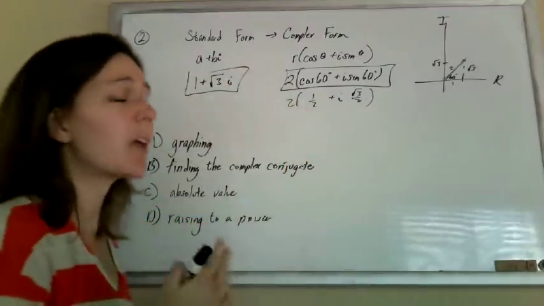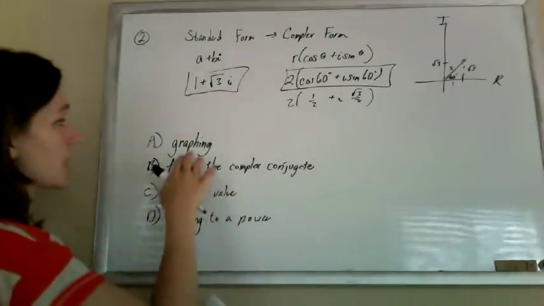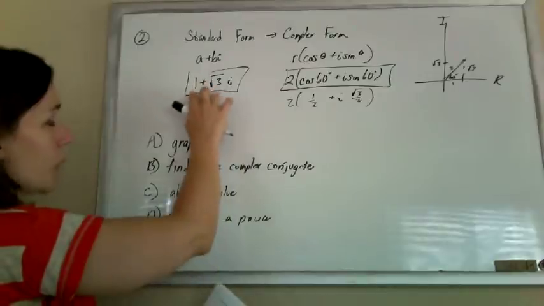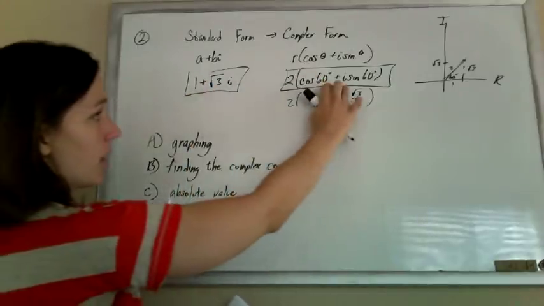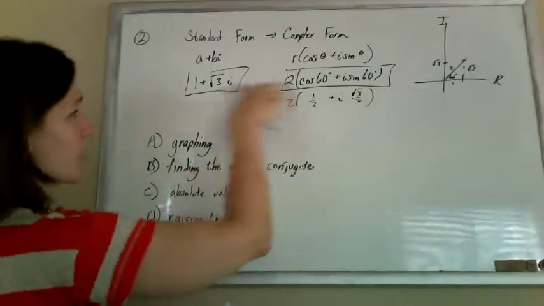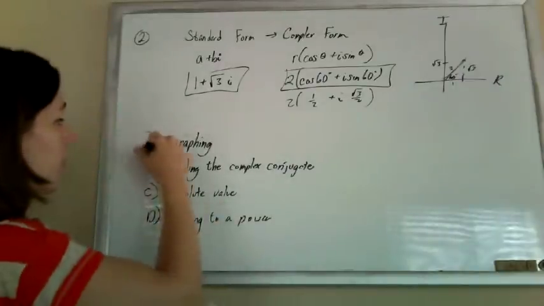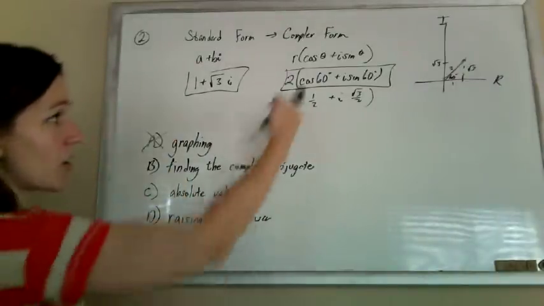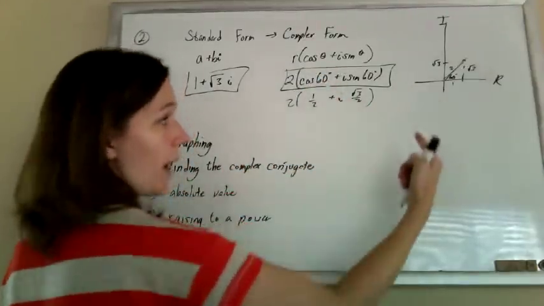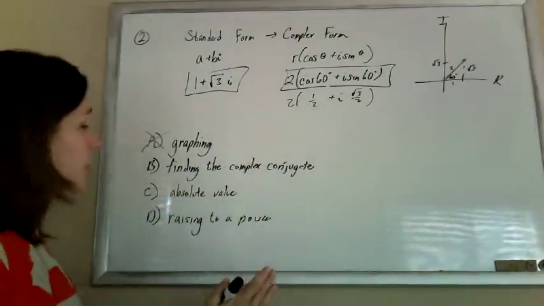Now why the heck would we ever want to write it in this clunky looking form here? That's what they're asking us. So looking at our possibilities, why would we want to change this pretty looking form to that ugly looking form? Not for graphing. I graphed it just fine as going 1 over on the real, root 3 up on the imaginary. I have no problem graphing in standard form. It's not hard to graph in complex form. You just go 60 degrees up and 2 out. But I don't need to convert to complex form to graph.